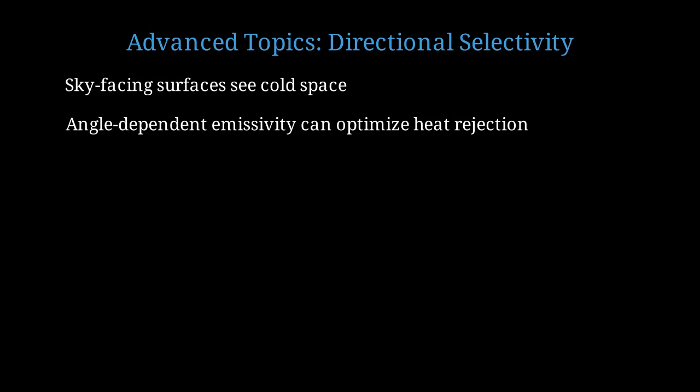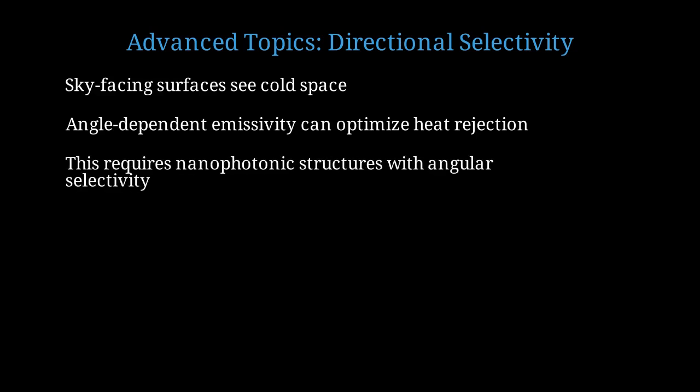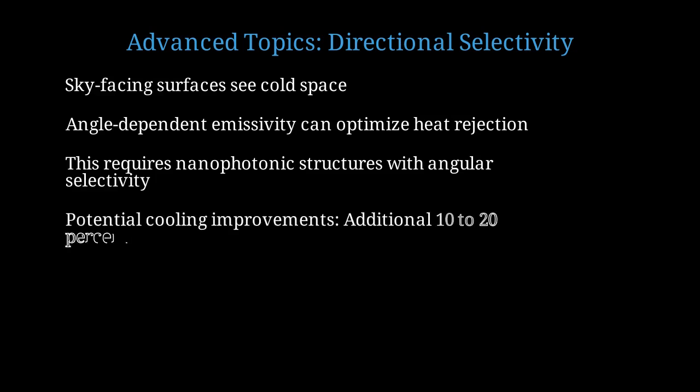angle-dependent emissivity, we can maximize heat rejection toward the zenith, where the sky is coldest, while reducing emission toward the horizon. Achieving this requires sophisticated nanophotonic structures, often using photonic crystals or metamaterial designs that control emission angles. Angular selectivity could potentially improve cooling power by an additional 10 to 20% compared to isotropic emitters.